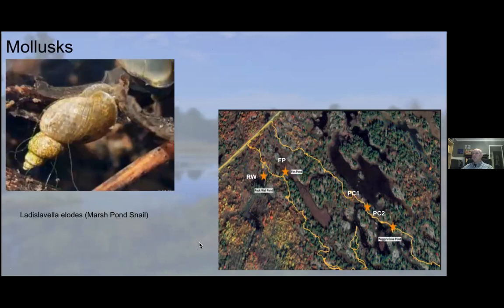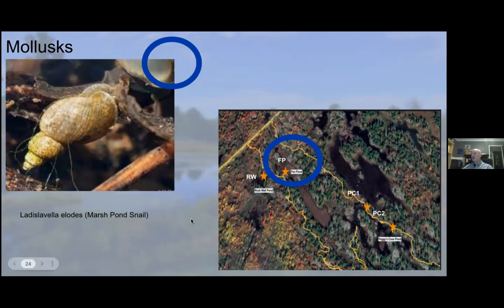Mollusks, we found only one mollusk, but we didn't actually pay for a mollusk test, but we did pick this one up in Fen Pond. And they're intolerant of high salt levels and they're impacted by logging. So again, they'd be a really interesting indicator species. So that kind of concludes what we're going to talk about, the species that we found.